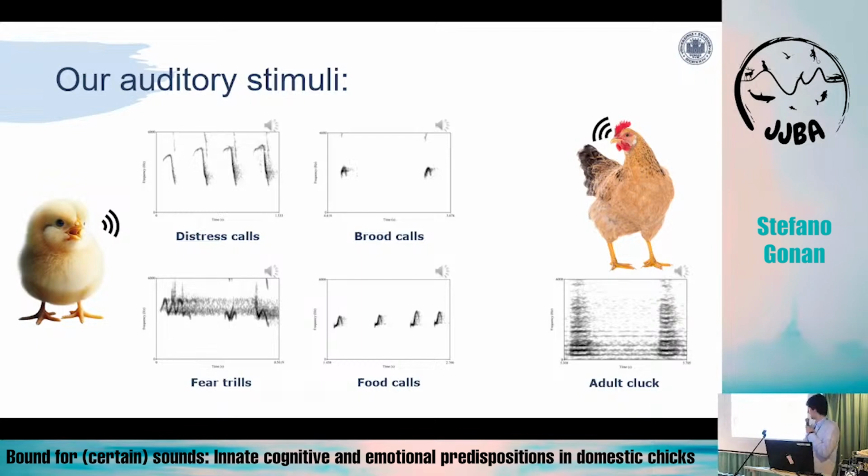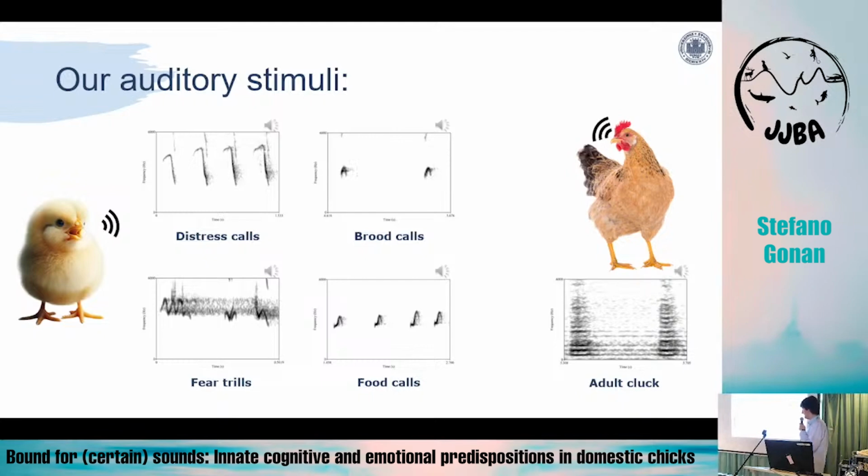The first one is the distress call, which is emitted by domestic chicks when they are isolated from other siblings or from the mother. So it's a negative valence call. Then we have a positively valenced emotional call, that is the brood call, that is mainly emitted when domestic chicks are near other siblings as a means of keeping contact with them.